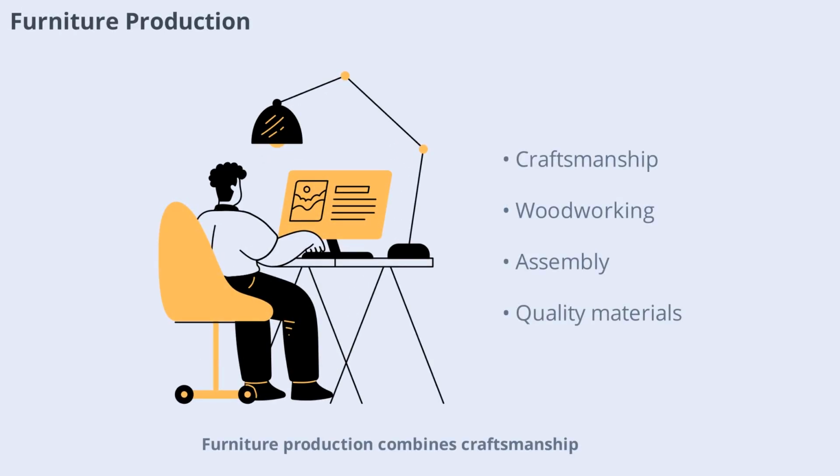Furniture production combines craftsmanship with traditional manufacturing techniques. Workers cut, shape, and assemble wood or metal parts to create durable and attractive pieces. Attention to detail and quality materials are essential, making this industry a showcase for skilled labor and traditional methods.